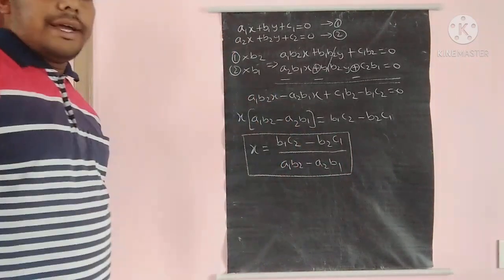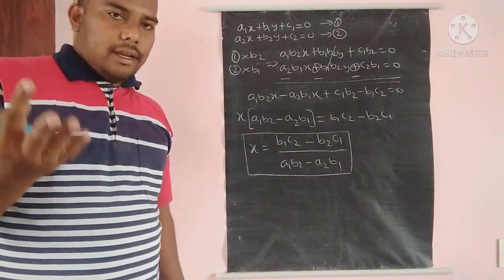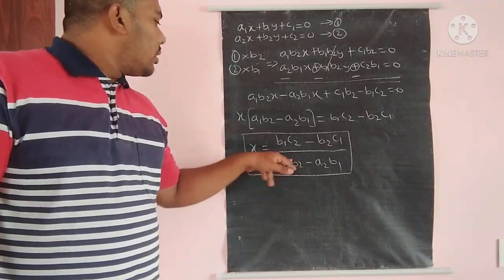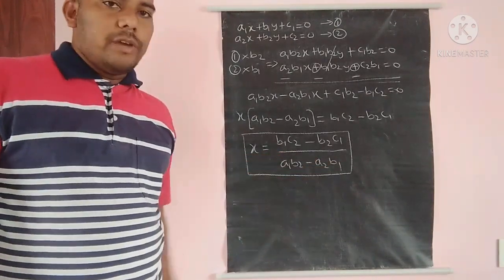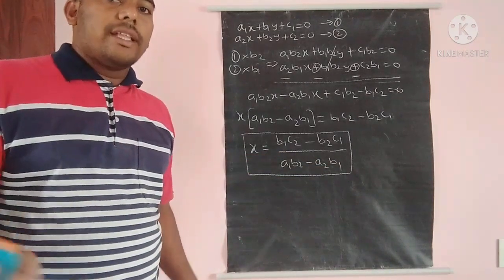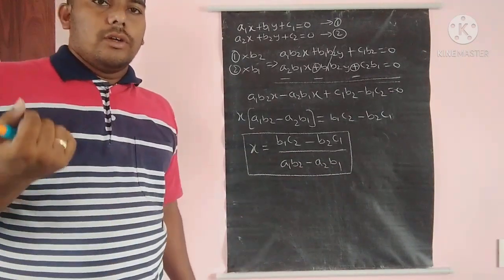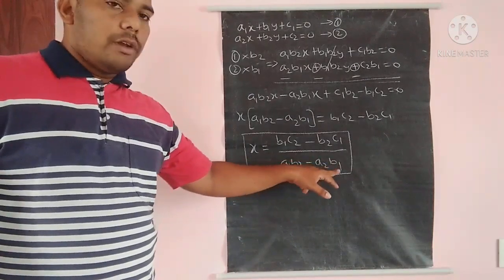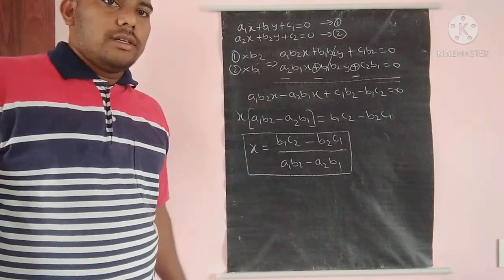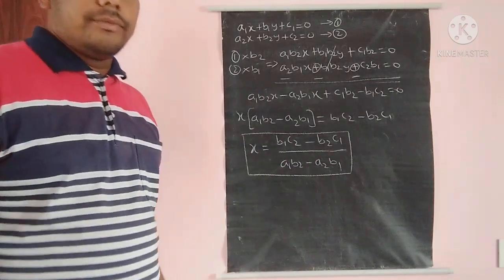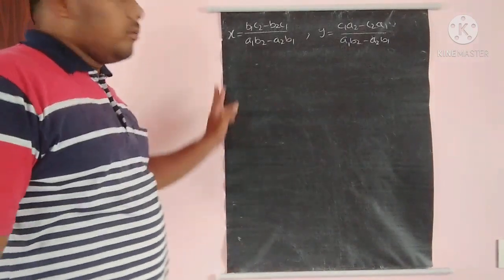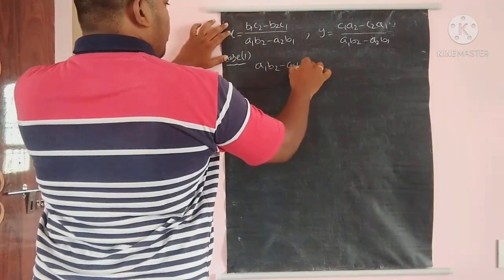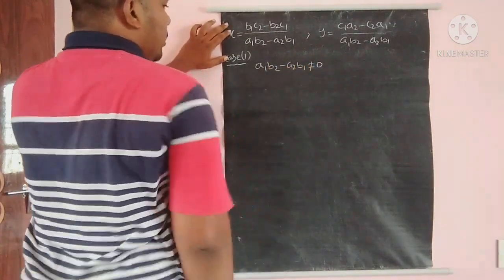So this is the x and y values, but here also there are multiple cases, as in the elimination method. So depends upon a1 b2 minus a2 b1, we can decide whether they are intersecting or coincident or parallel lines. So a1 b2 minus a2 b1 plays a crucial role to find out the type of lines. So these are the x and y values.